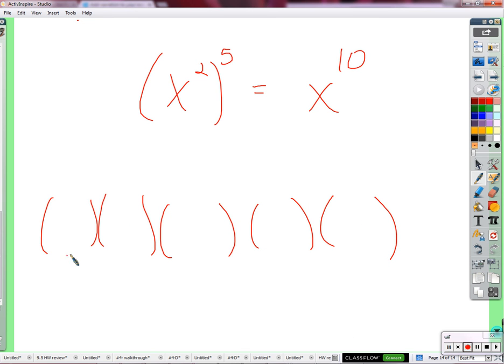Yeah. And each of those things is a what? An x squared. And x squared means x to the power of 2, so x times x, right? Times another x times x, times another x times x, times another x times x, times another x times x. So we've got all of these x's being multiplied together. How many x's are being multiplied together? 10 of them. We've got 5 groups of 2 x's, right? 10 x's being multiplied together. That's exactly what the definition of x to the 10th is.